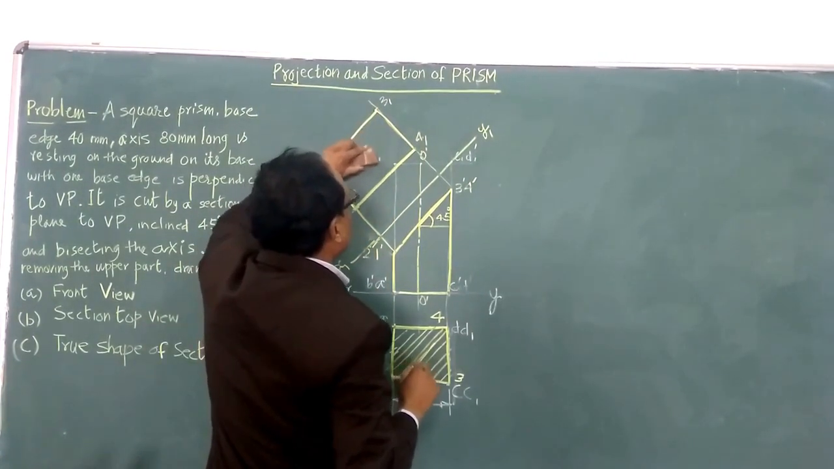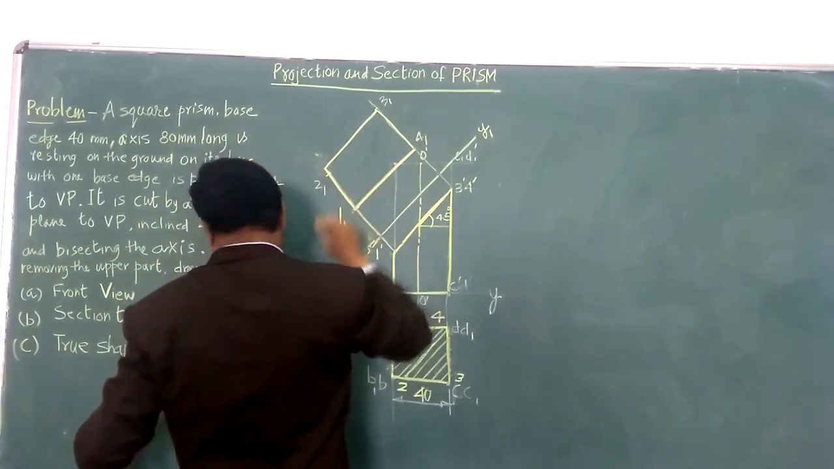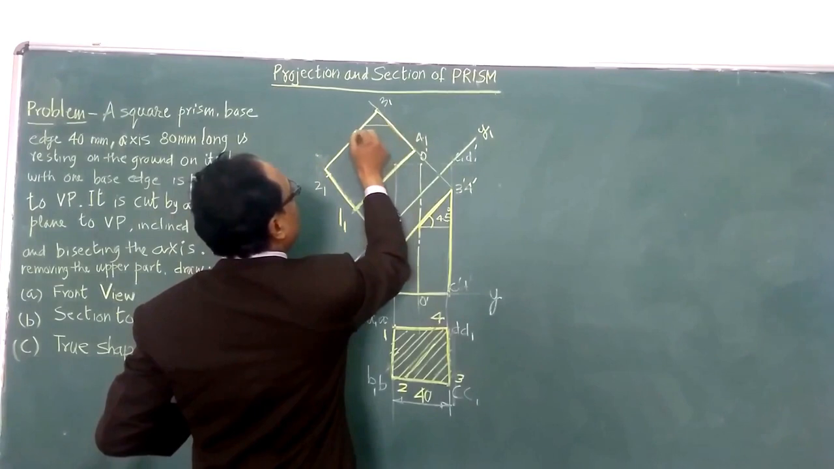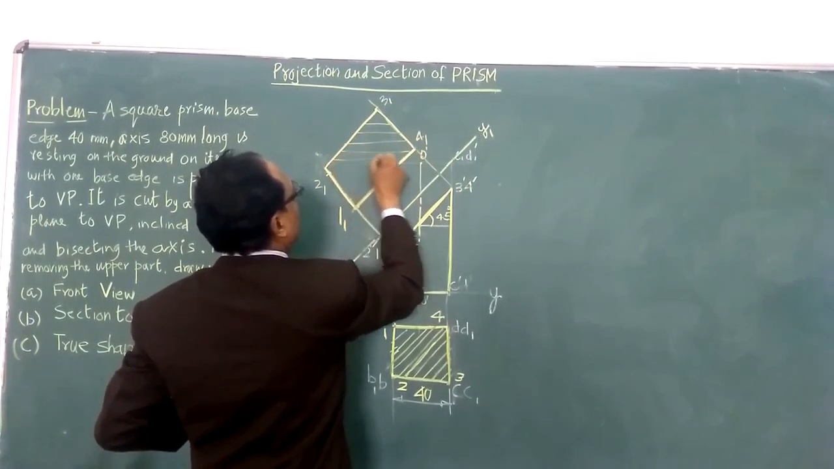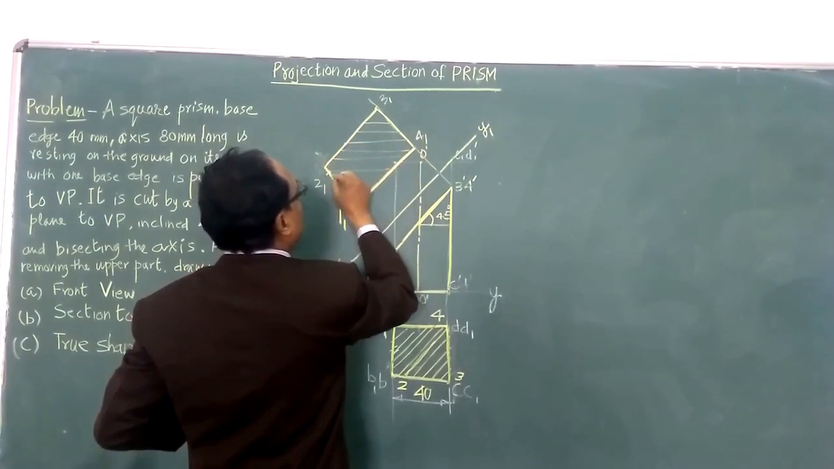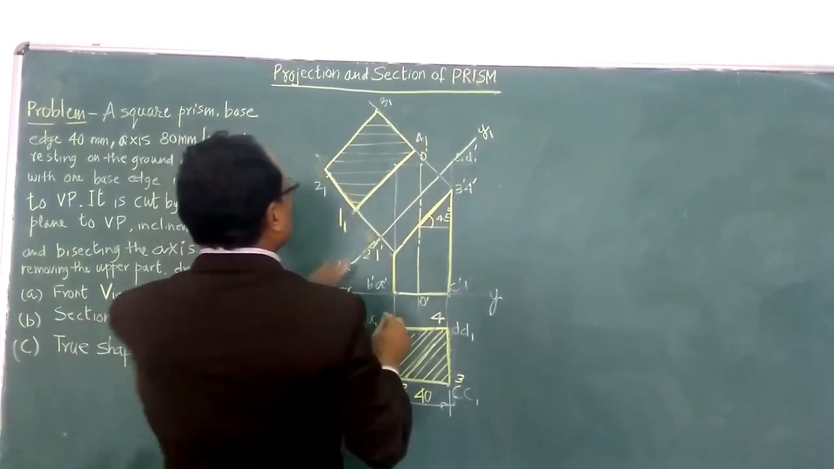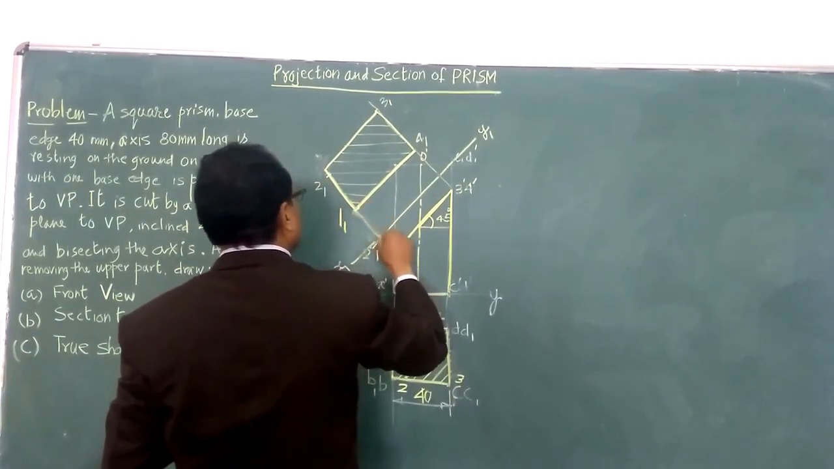Erase the part inside of the section. Now join the section lines. Draw the section lines like this. This is the true shape. This is the true shape of the section.